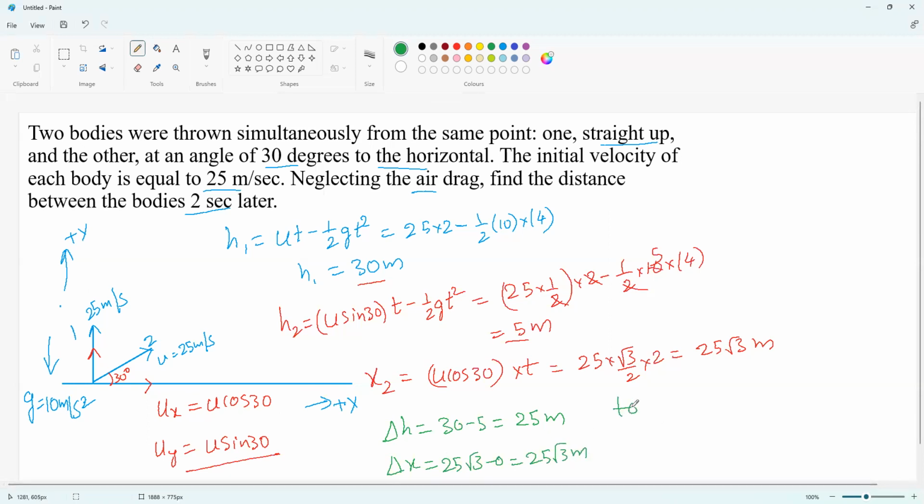So the total distance between them is under root delta h square plus delta x square. We need to do the vector addition of the distances. So this would be under root 25 square plus 25 root 3 whole square. So the answer would be 50 meters.